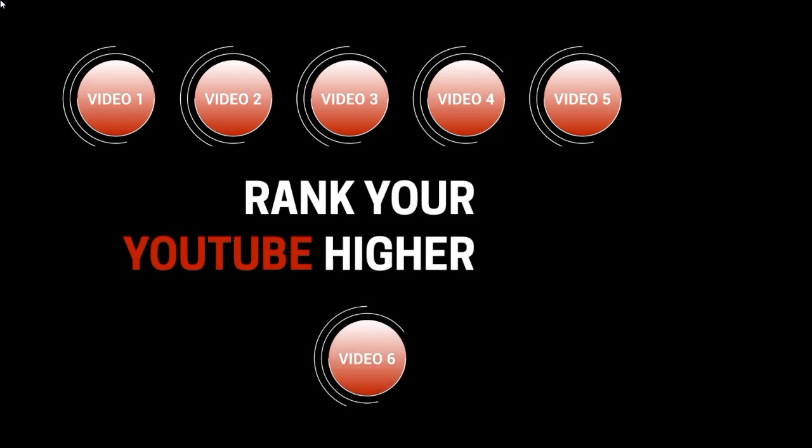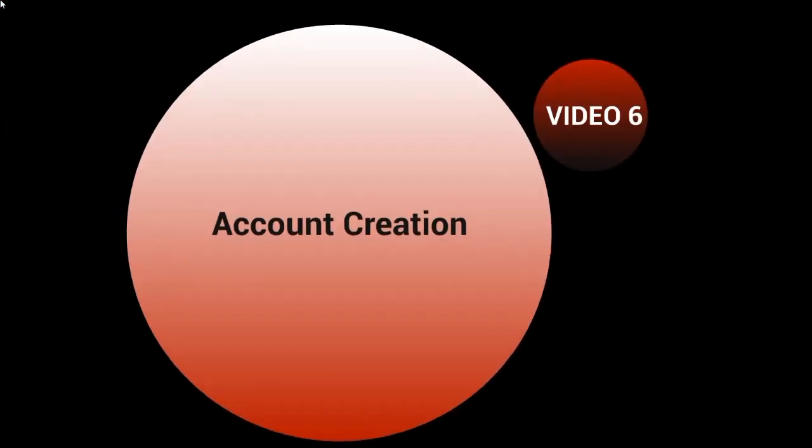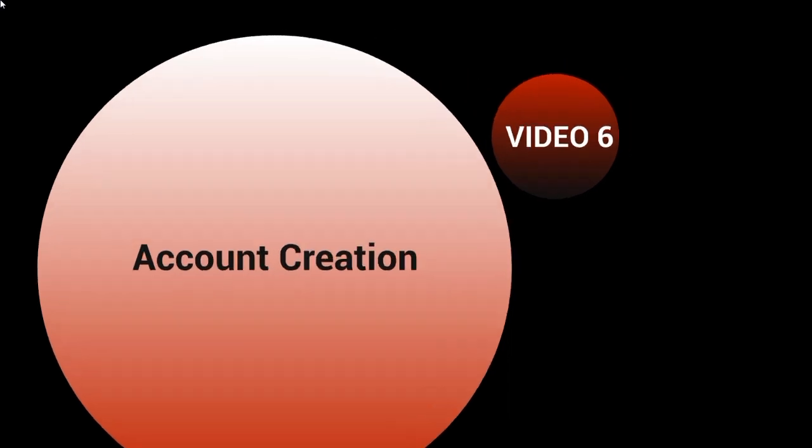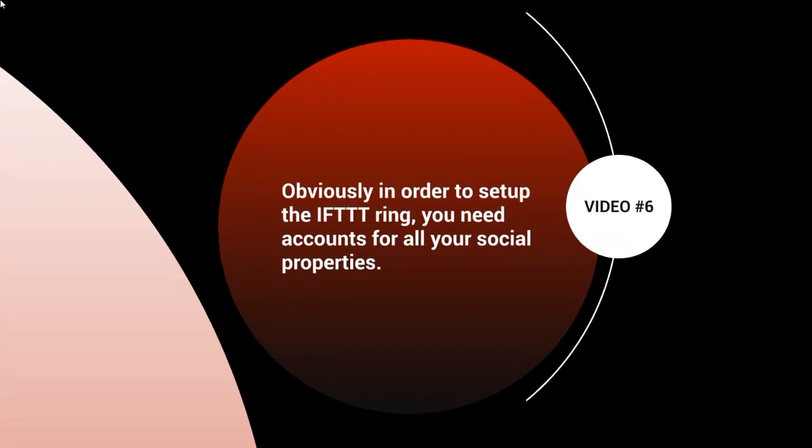Hello and welcome to video number 6, and we're going to talk about account creation. Obviously, in order to set up the IFTTT ring, you need to have accounts for all of your branded social properties. In other words, you need to have the username and password for Facebook, for Twitter, for all the other social media properties. Now, if you already have some, then great. You don't have to create those. But for the ones that you do not have, you want to be able to create those.